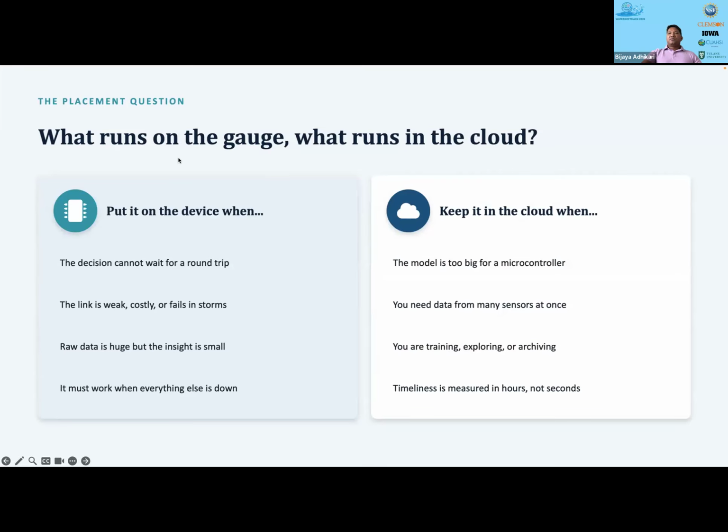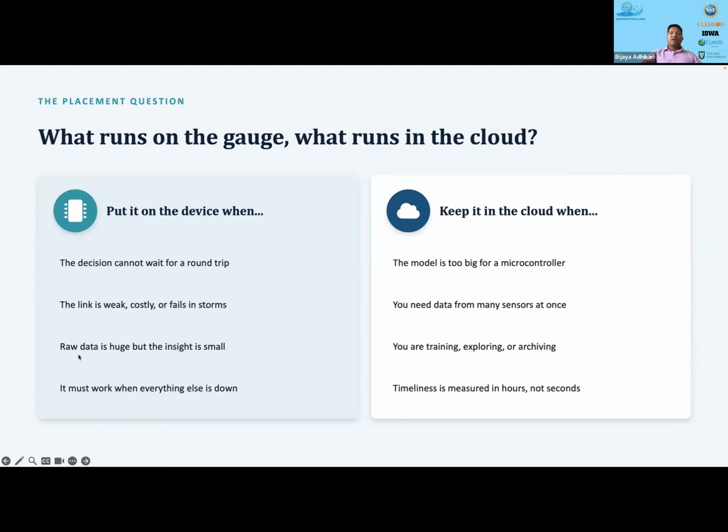Okay, so now the question is, what should run on the edge, on the gauge, and what should run on the cloud? It's best to put it on the edge device if the decision cannot wait for a round trip, if the link is weak, costly, or fails in a storm. So for these immediate things where you need reactions, you want to do it on the edge.